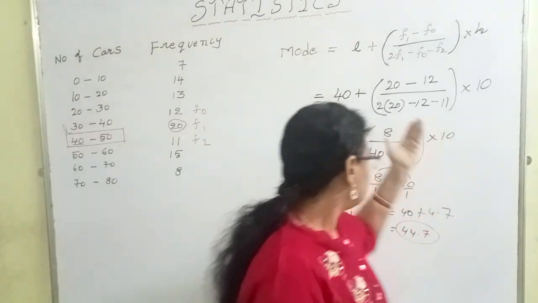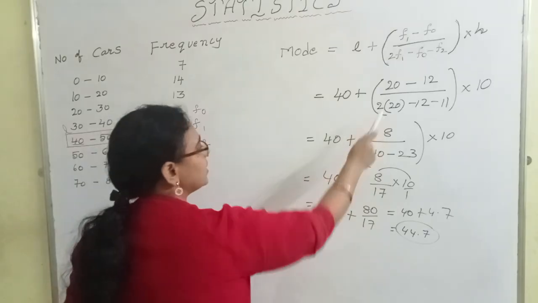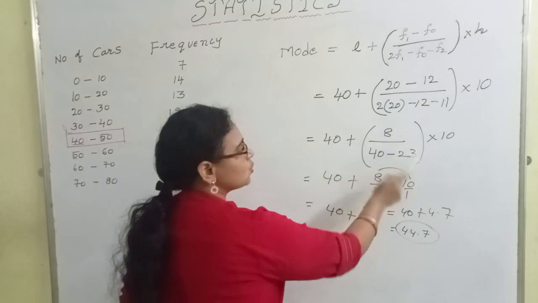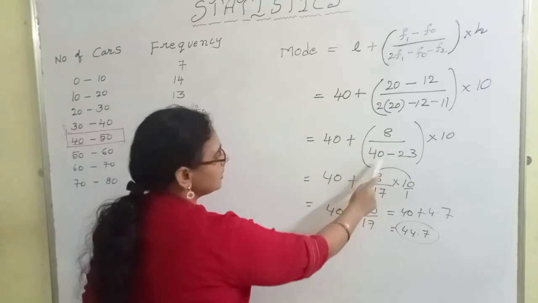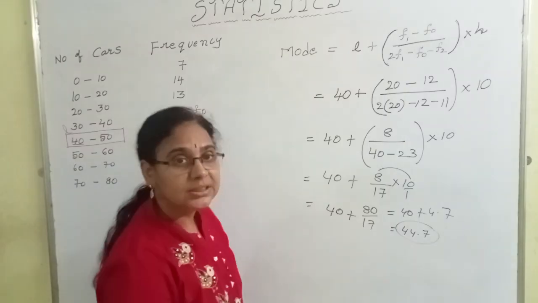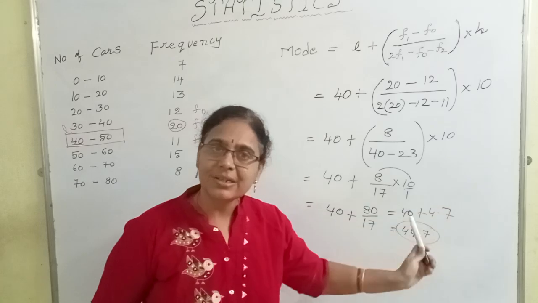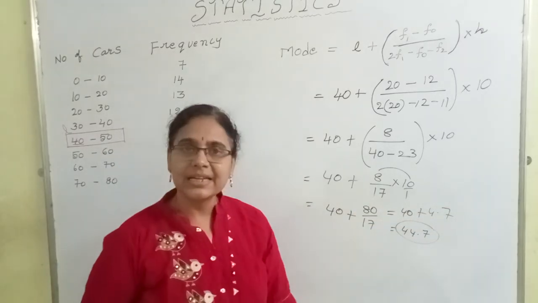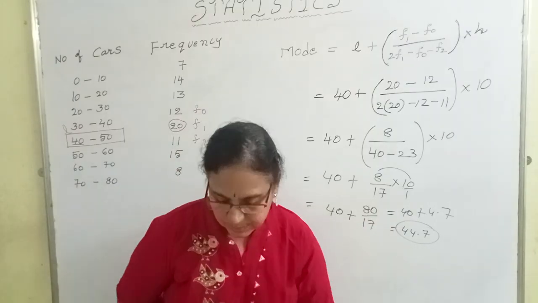Okay, substitute everything. 20 minus 12 is 8. 2 20s are 40, minus 12, minus 11, minus 23, into 10. 40 plus 8 over 40 minus 23. How much? It's 17, into 10 by 1. Multiply numerators, multiply denominators. So 40 plus 8 tens are 80, 17 ones are 17. So 80 by 17.